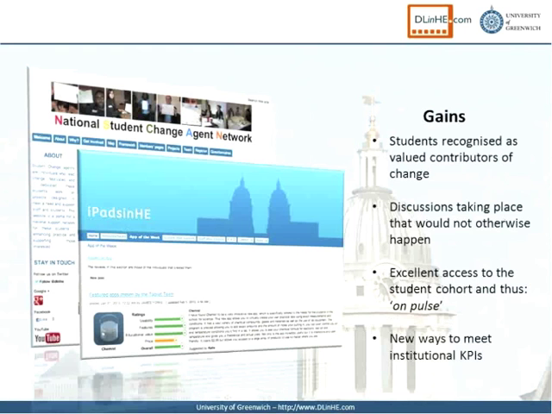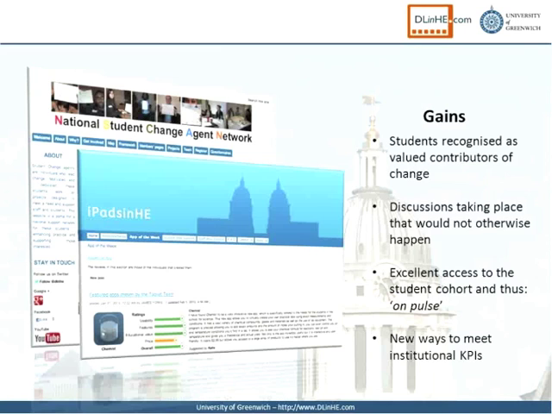Now, finally, a couple of the other interesting gains from the project. It's nice to see that students are being recognised as valued contributors to change within Greenwich. Another project recently launched was iPads in Education. The School of Science decided to give all full-time students an iPad, and one of the ways I wanted to make sure that this project was going to be successful was to adopt students as change agents delivering this. It was very nice to see that the work we've been doing is now being mirrored in another school. It's great to see discussions that may not have taken place begin to take place. And by engaging students in this manner, it's continuously on pulse.